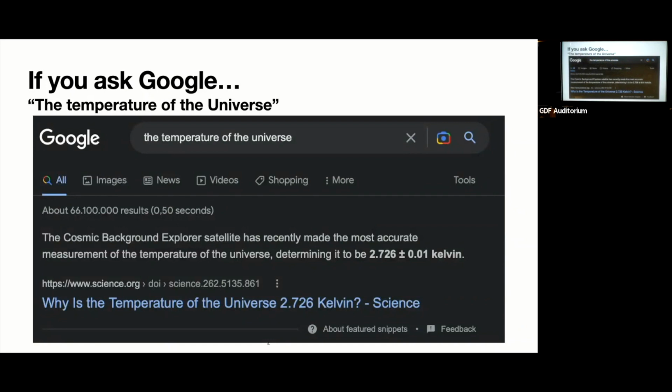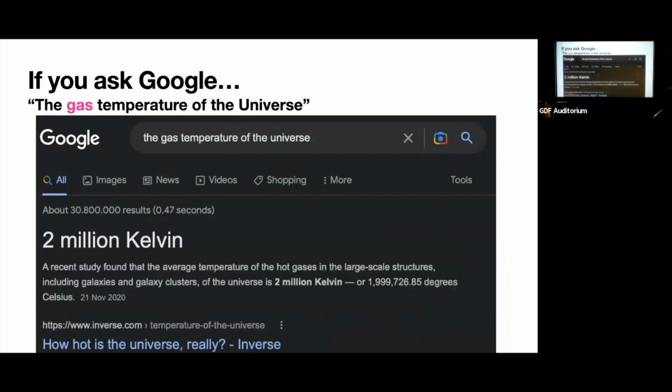And then if you Google gas temperature of the universe, they know the answer already. Ah, so it's our work. So I'm very glad. Look at this. They converted Kelvin into degrees, right? Exactly. So that's what we're going to talk about.